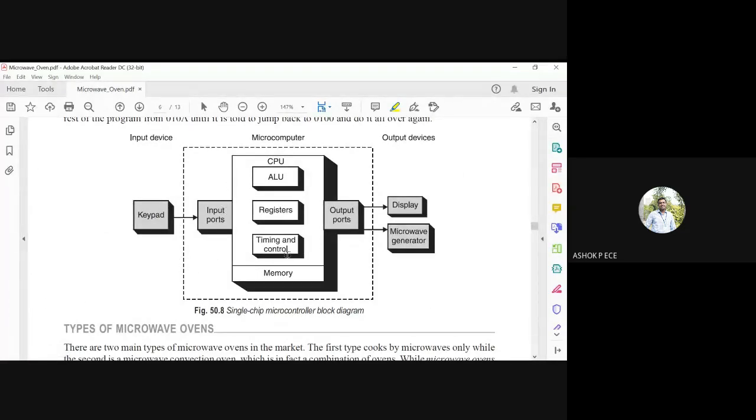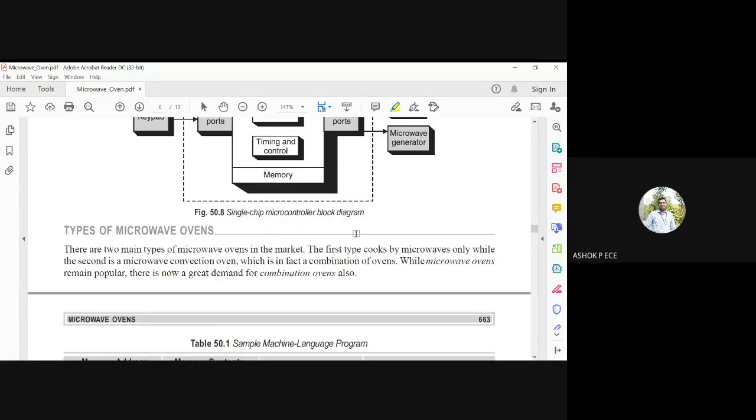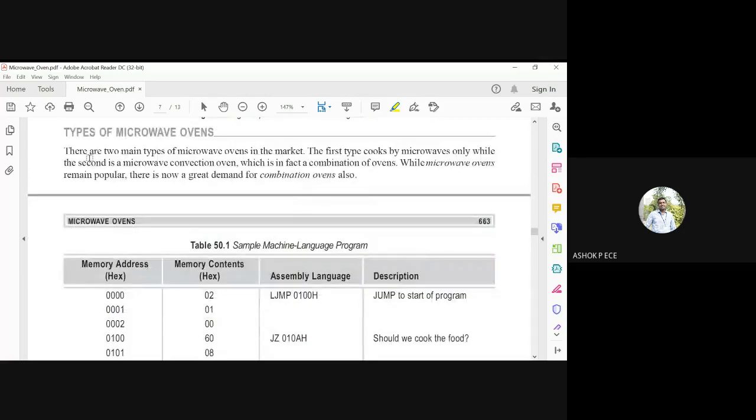All the blocks are not required for a microwave oven, but it is a general diagram. Whichever blocks are needed, it is customizable. You can remove or add, and with minimal settings, you can actually process your microcontroller.